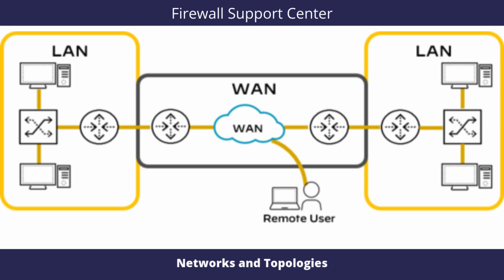A WAN connects multiple LANs or other WANs over a large geographic area, such as a city, region, country, or even across the globe like the Internet. WANs enable geographically dispersed devices and users to communicate as if they were on a local network. Common WAN devices include routers, firewalls, modems, access servers, VPN gateways, and WAN switches.